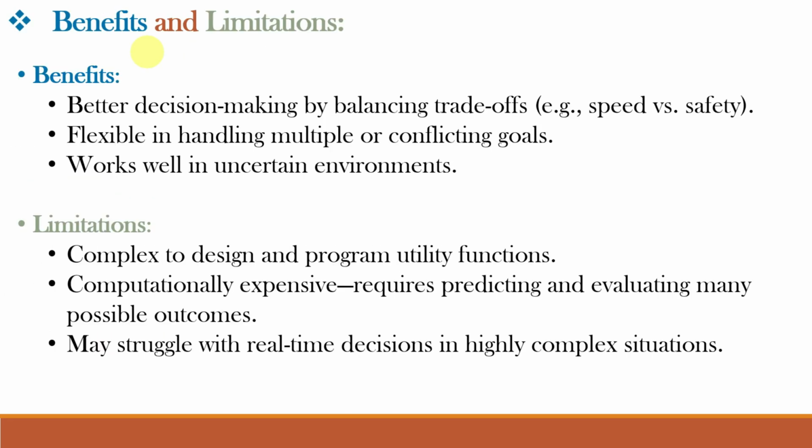Okay. Let us see the benefits and limitations of utility-based agents. Utility-based agents are great at making balanced decisions by considering different priorities. For example, a delivery drone might need to decide between reaching its destination quickly or conserving battery life. This flexibility helps in dealing with multiple or conflicting goals, especially in uncertain situations.